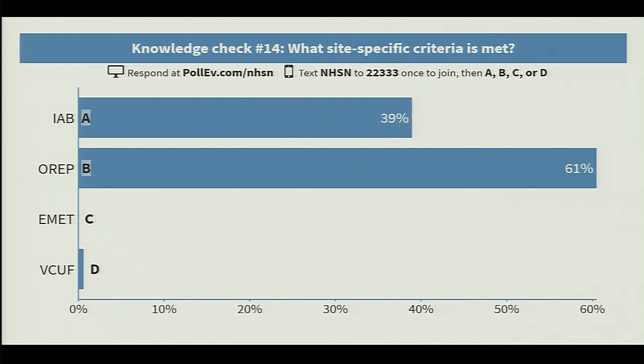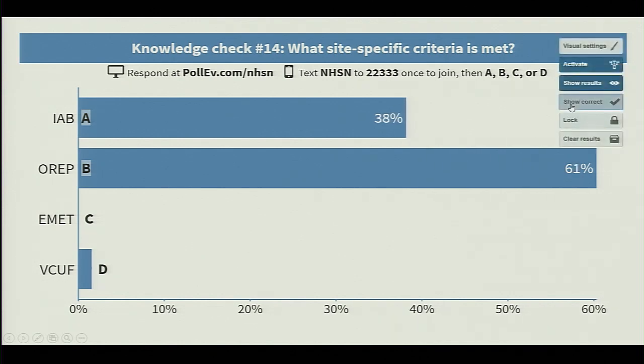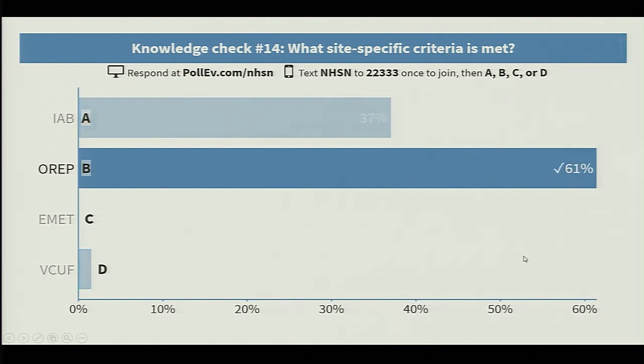Okay, I know y'all want to know. I won't hold out on you any longer. Let's look at what the correct answer is. Well, the correct answer is B, OREP.